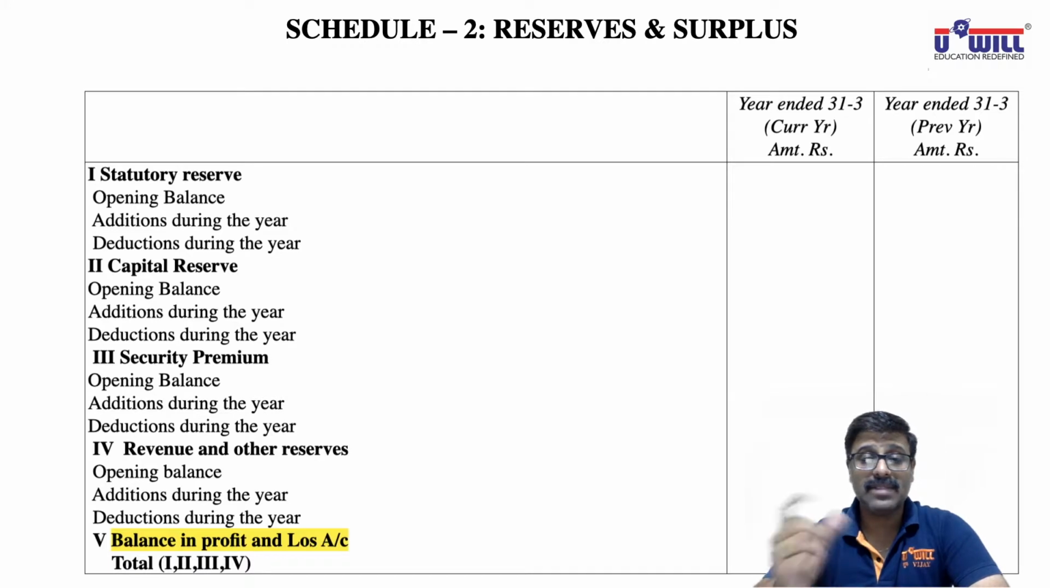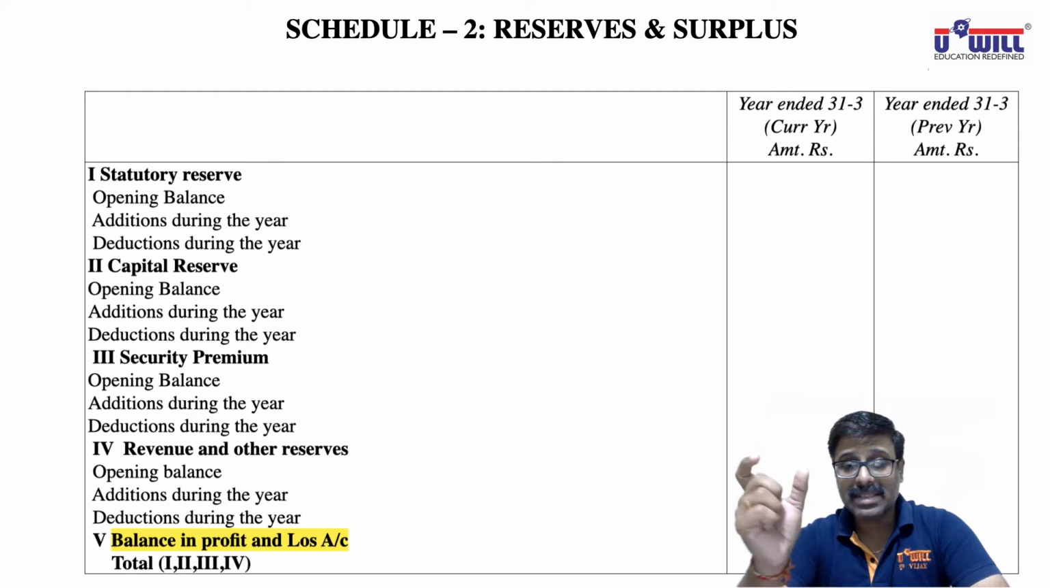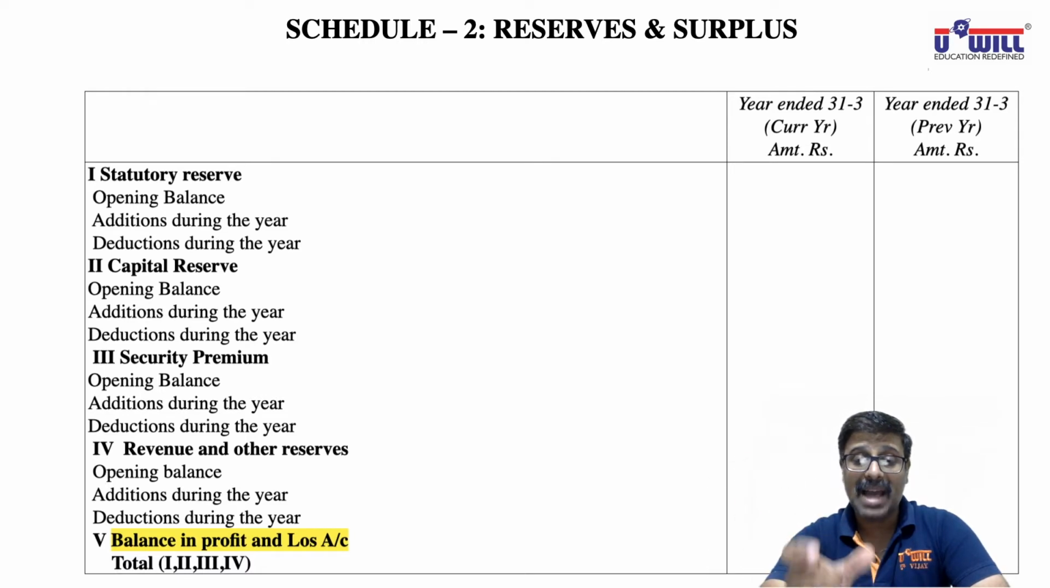Okay, basically reserves and surplus. Reserves are this first, second, third and fourth item, and the word surplus indicates that fifth item, balance in profit and loss account. I repeat, reserves are the first, second, third and fourth item, and surplus indicates the fifth item, balance in profit and loss account. Capital reserve, security premium we have seen in company final accounts also, they are exactly the same. And in all these reserves, how are we supposed to show them? Opening balance, additions during the year you will add, and deductions, meaning withdrawals from the reserves, we will subtract.